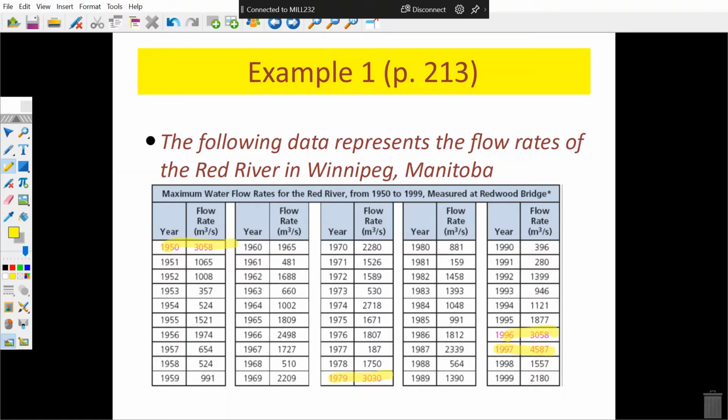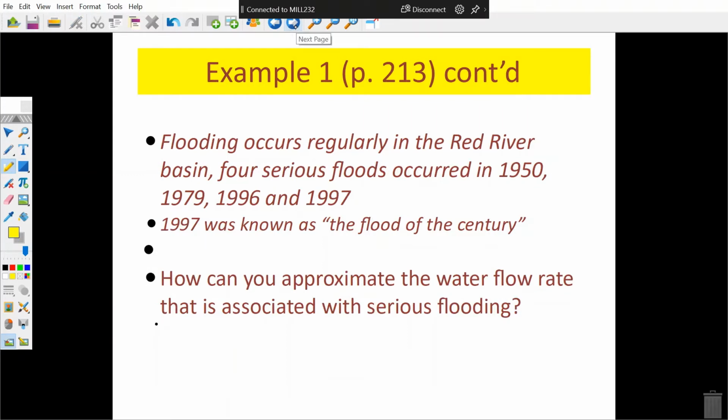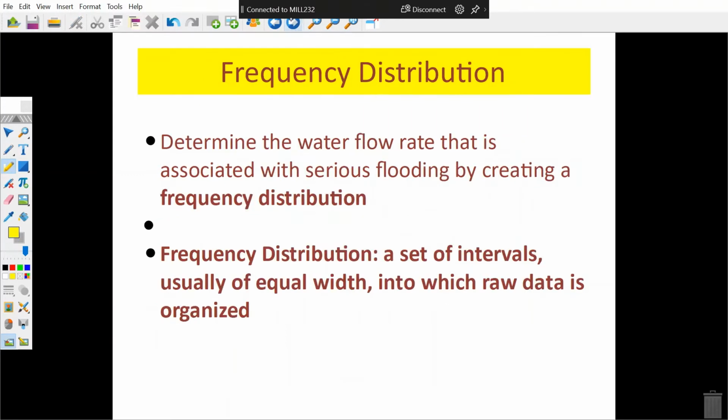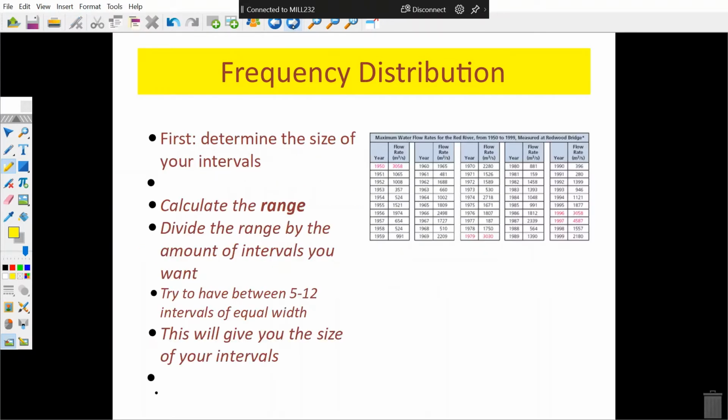So to try to find the mode or the median, the range, that's not really going to work very well with something like this. We need a better way to interpret it. So what we are going to do is make what's called a frequency distribution table, which is a set of intervals, usually of equal width, into which raw data is organized. So here's what it would look like.